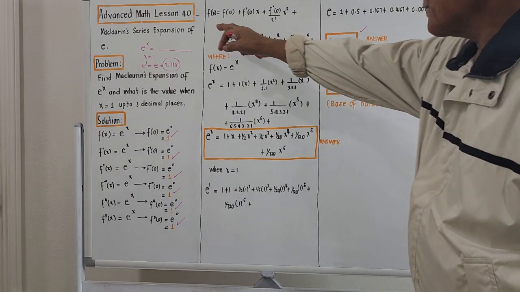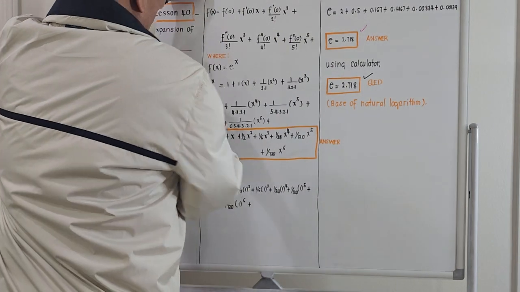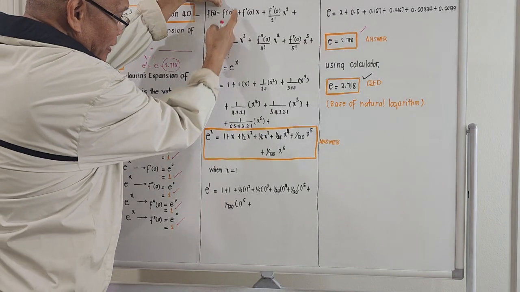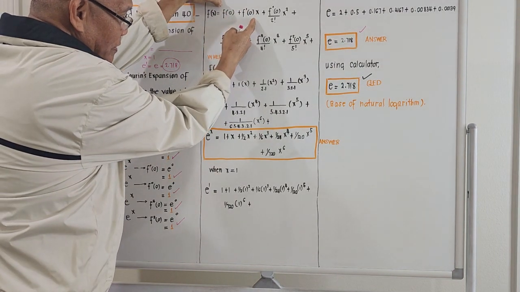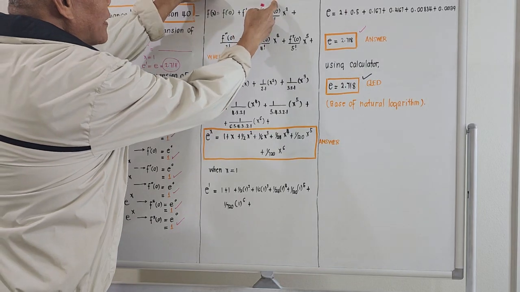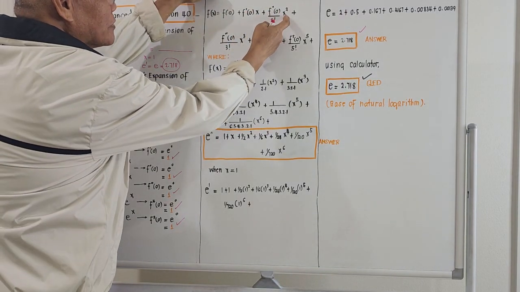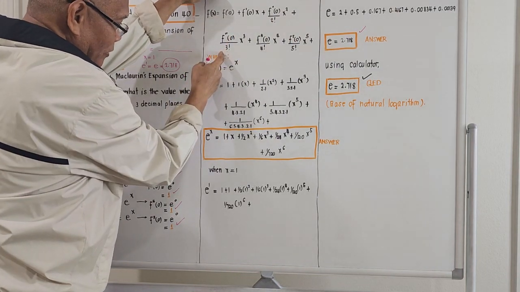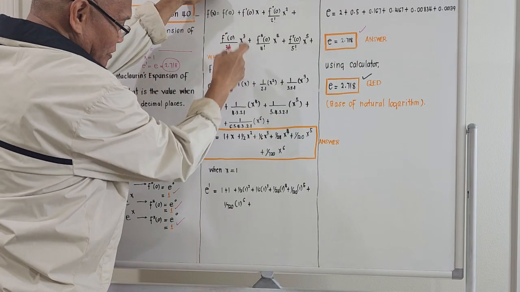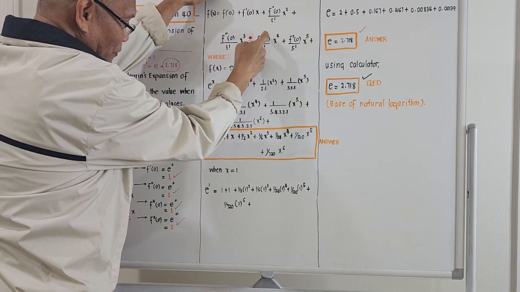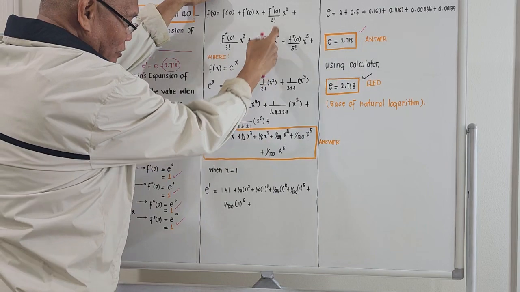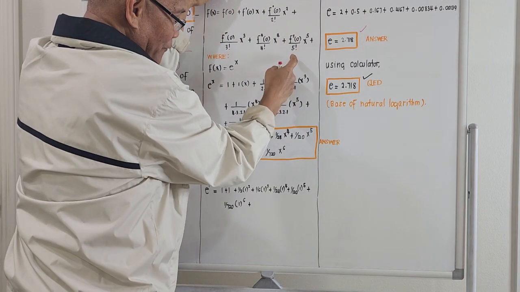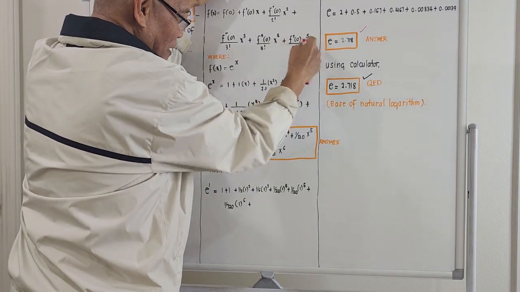Under Maclaurin series expansion, any function of x will be equal to f of 0, plus f prime of 0 times x. Okay? Plus f double prime of 0 over 2 factorial times x squared, plus f triple prime over 3 factorial times x cubed, plus f to the fourth of 0 over 4 factorial times x to the fourth, plus f to the fifth of 0 over 5 factorial times x to the fifth, and so on.